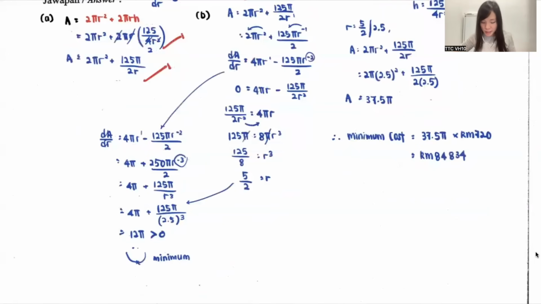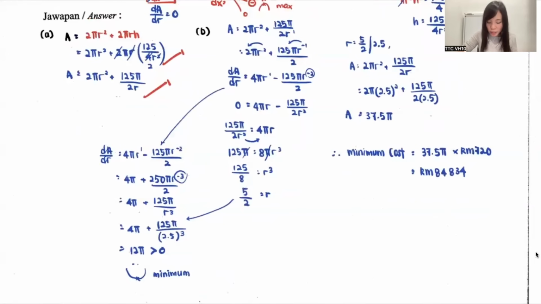Okay, how many marks here? 4 marks. The moment you differentiate it and set it equal to 0, they give you 1 mark. The moment you substitute inside and get the area equation, you get 1 mark. The moment you get 84,834 ringgit, you get 1 mark. The moment you are able to get your radius answer out, another 1 mark. 4 marks here, 3 marks there. Together, this question is worth 7. I don't know what you feel. I feel like it's still quite easy.